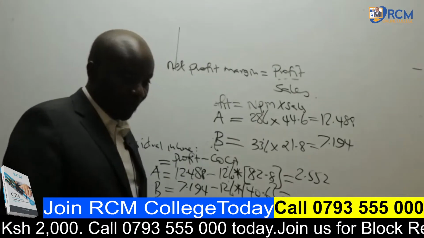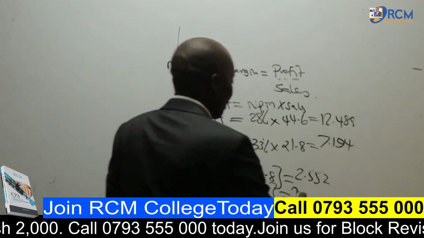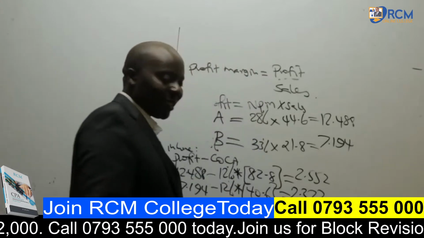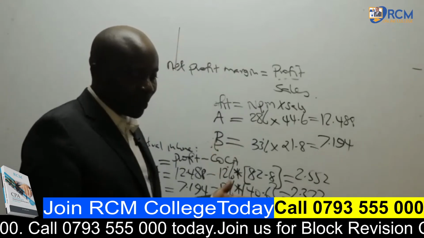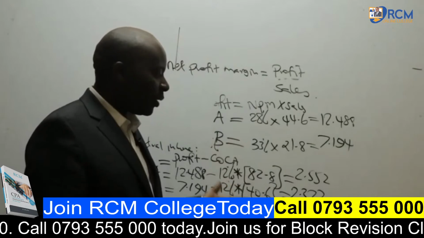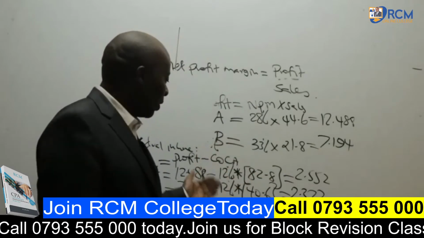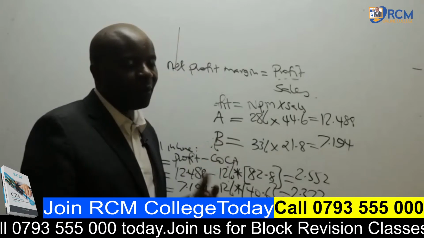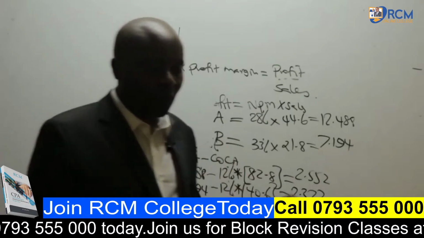I'm waiting to hear from you. 2.322. So in terms of performance using residual income, of course, the department that posts a higher residual income is the one that performs better than the other. So in terms of residual income, we can see in this case it is A that performed better than B. Just simple comments there.